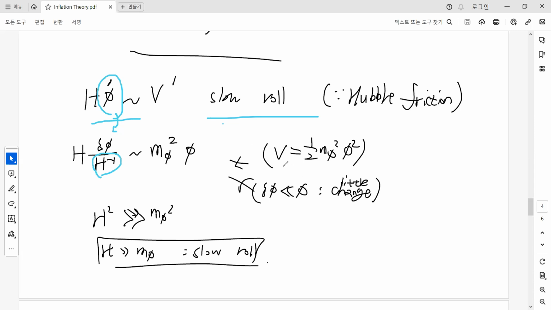If we assume the potential is only a quadratic term, then the derivative of the potential is just given like that. In slow roll, we can expect that the change of the scalar field is very small compared with the field value, so the equality changes to an inequality. The remaining terms are the Hubble parameter and the quadratic coefficient of the potential, which is the mass of the scalar field. So the slow roll condition becomes that the Hubble parameter is larger than the mass of the inflaton.